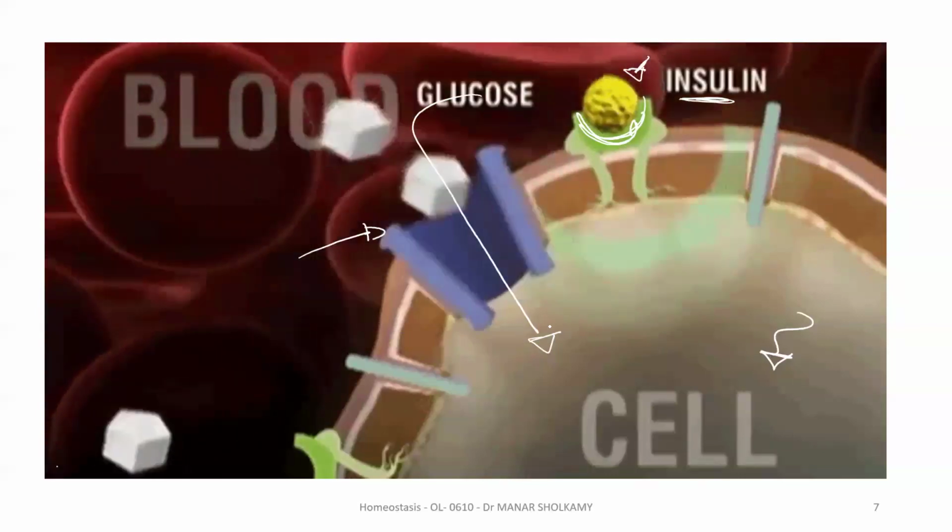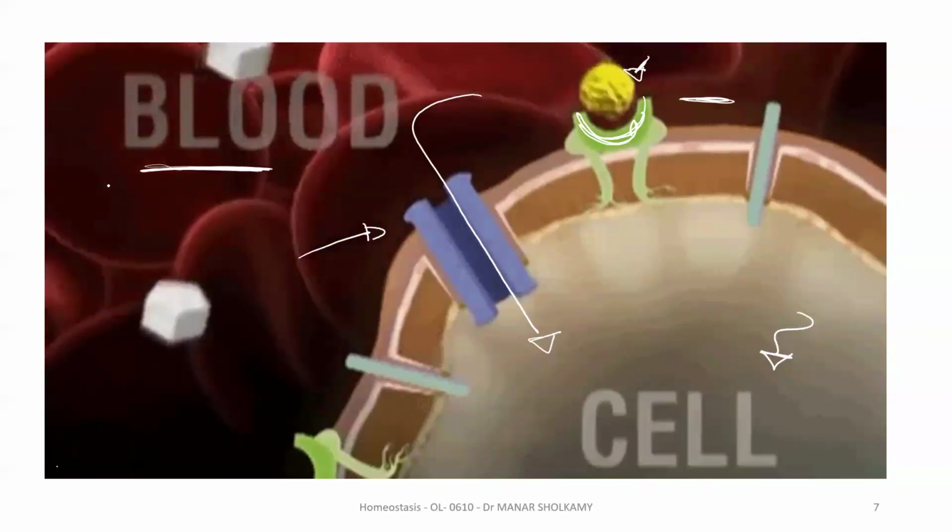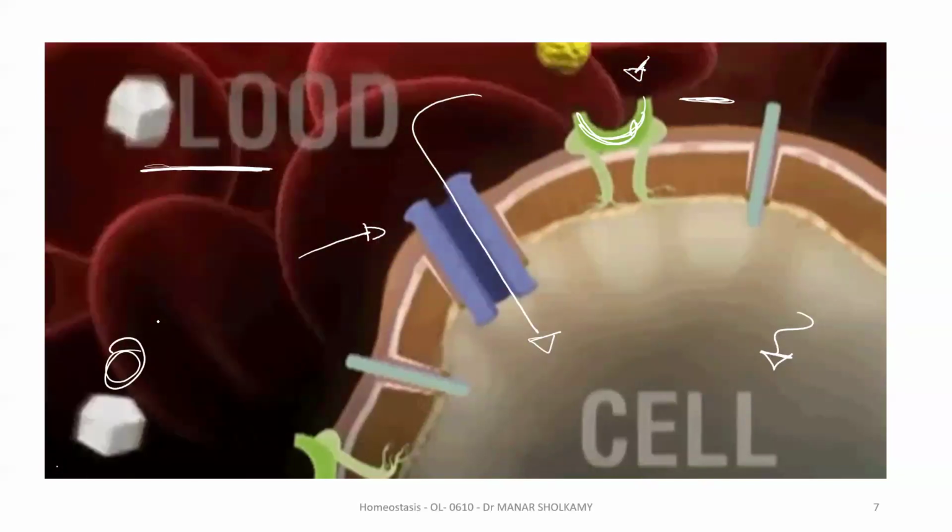Please pay attention to this moving picture. This is the blood. After a meal, you have lots of glucose in your blood. The glucose are the white molecules, these white molecules.